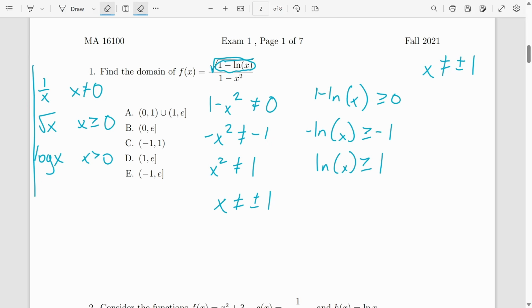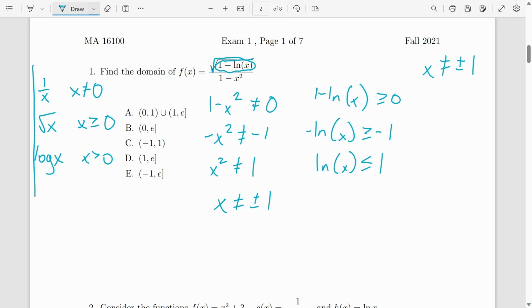If you are multiplying or dividing by a negative number, as we just did here, where we multiplied both sides by a negative 1, you must flip the sign. So this greater than sign needs to become a less than sign. So whenever you multiply or divide by a negative number, you flip the sign of the inequality.